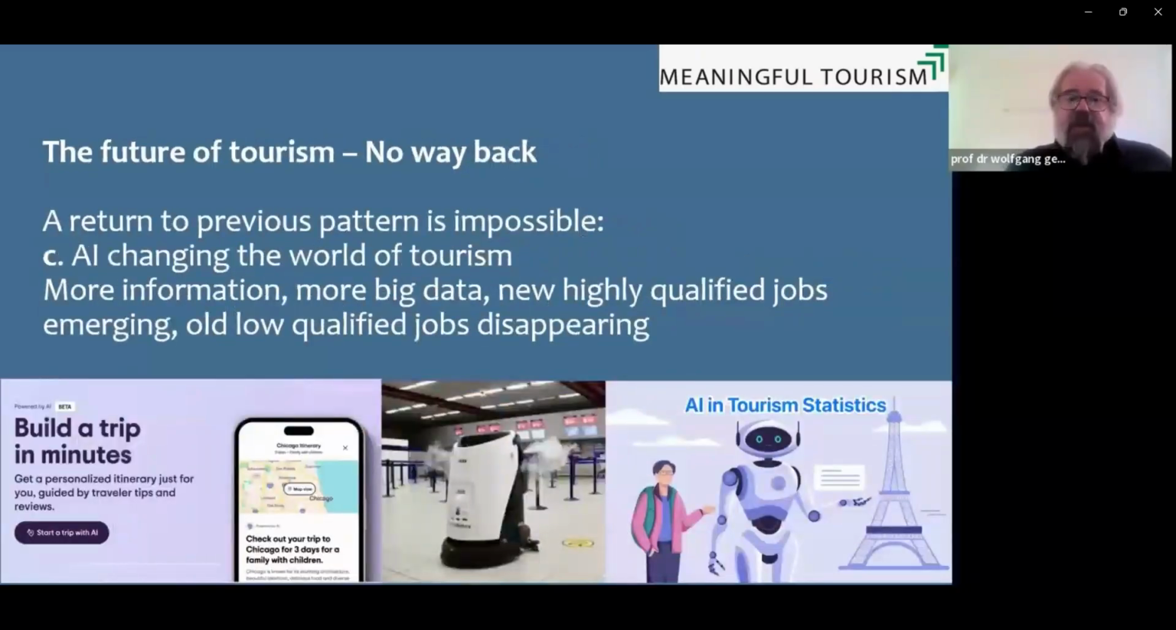The third reason is AI is changing the world of tourism in a much more profound way than even the internet did. We have more data and we can customize services much better. So as a result, we can see highly qualified jobs emerging, but also we see a lot of low qualified jobs disappearing, especially in the back office.